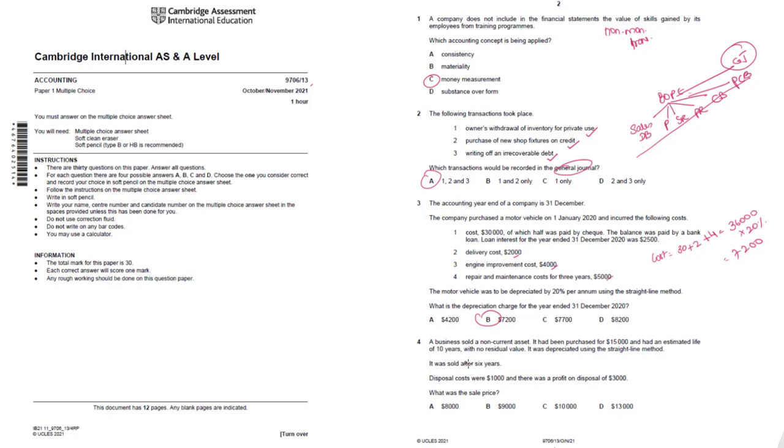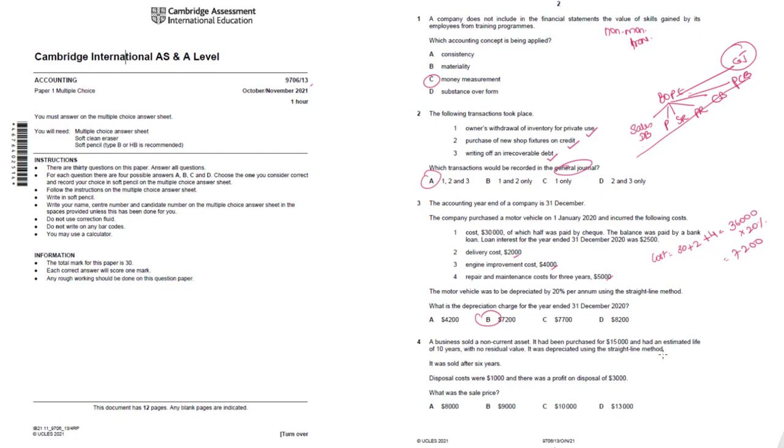Question number 4. A business sold a non-current asset. It had been purchased for 15,000 and had an estimated life of 10 years with no residual value. It was depreciated using straight line method. It was sold after 6 years. Disposal cost was 1,000. Profit was 3,000.